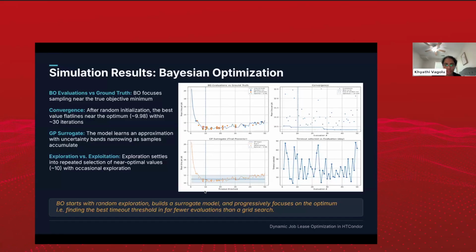Over here, this is the Gaussian process surrogate, which is basically like the map of what the AI model thinks is the optimal value. So this band is what the model predicts as the optimal range, and the last graph basically shows the value that has been chosen at each evaluation step. Initially it is random, and then going forward, the model picks out values that are optimal while occasionally exploring new values.